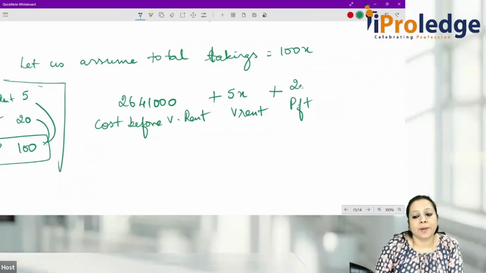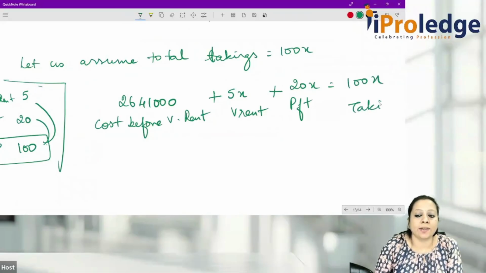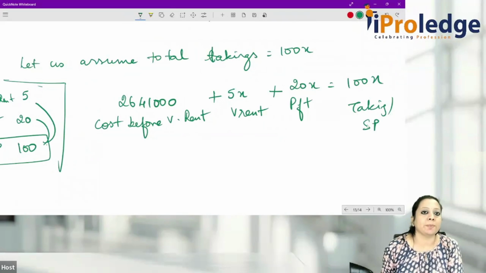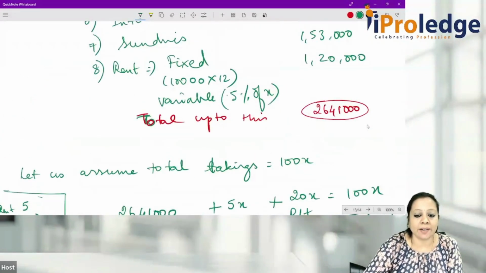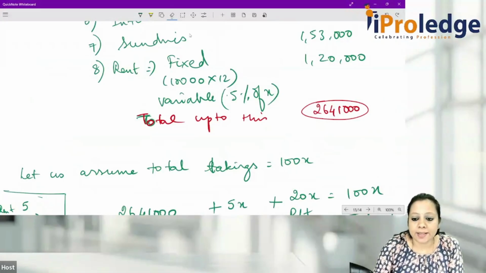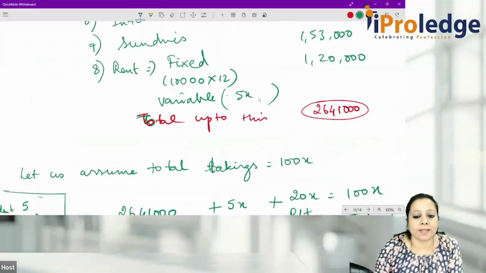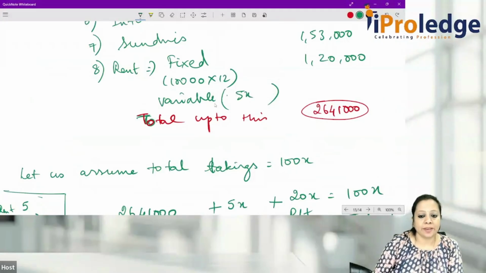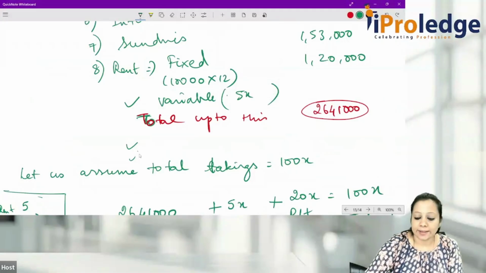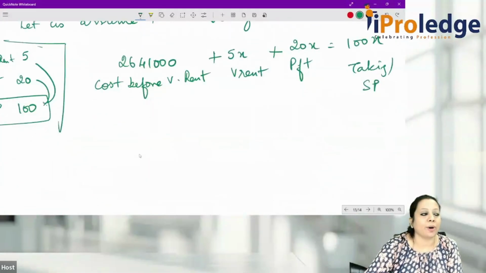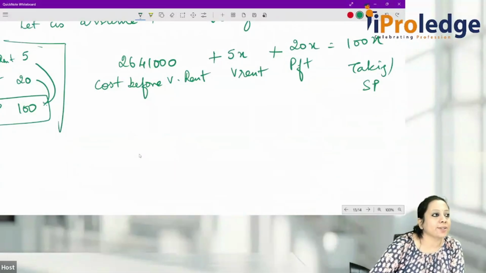Profit, this is 20x, is equal to 100x. This is takings or selling price. If I say, will you all agree with me? So cost up to this, what did we get? 26 lakh 41,000. I'll change this to 5x, to avoid any confusion. Right, students? So if you add the variable rent, if you add profit, you will get sales. That is what I wrote in equation form. Up to this, any questions?